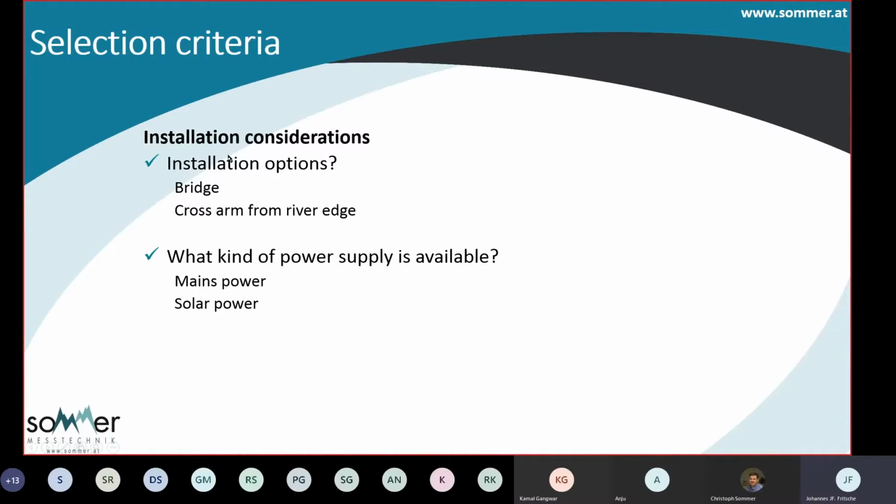Do I have a bridge available, or can I build a cross arm that points over the river where I can install the RQ instrument? And last but not least, do you have power available at your site? Do you have mains power, or do you require solar power? So these are installation considerations you have to consider when selecting a measurement site.